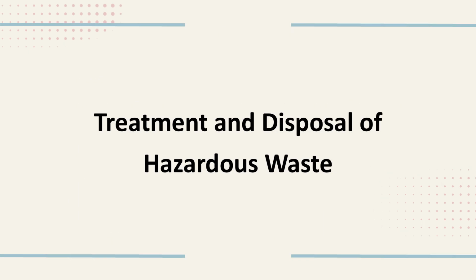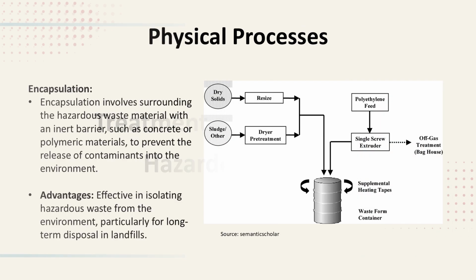Hazardous waste treatment involves various methods to reduce the risk of contamination, prevent exposure, and render the waste less harmful. The treatment processes are classified into physical, chemical, and biological methods. Let's discuss the physical methods for treating hazardous waste.